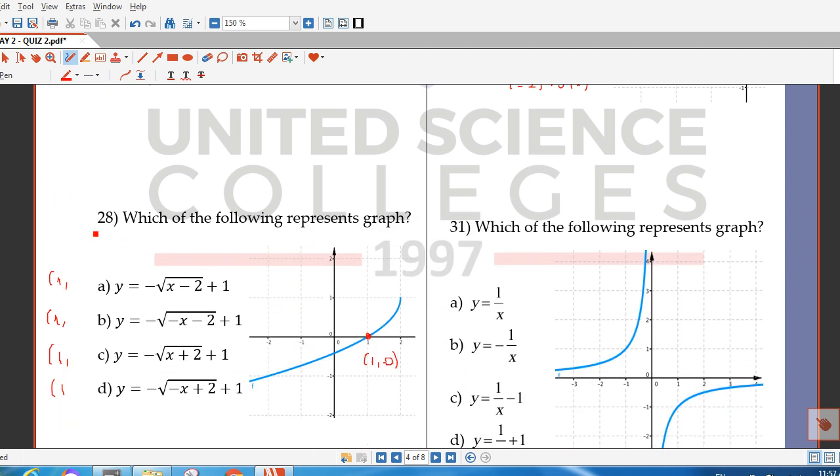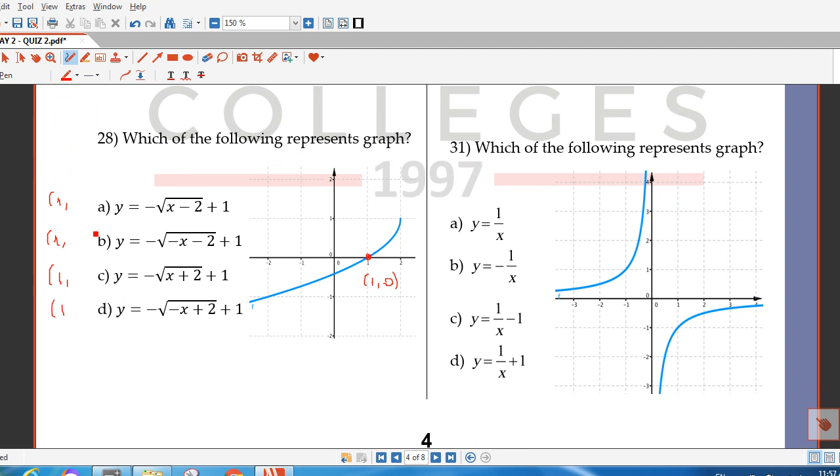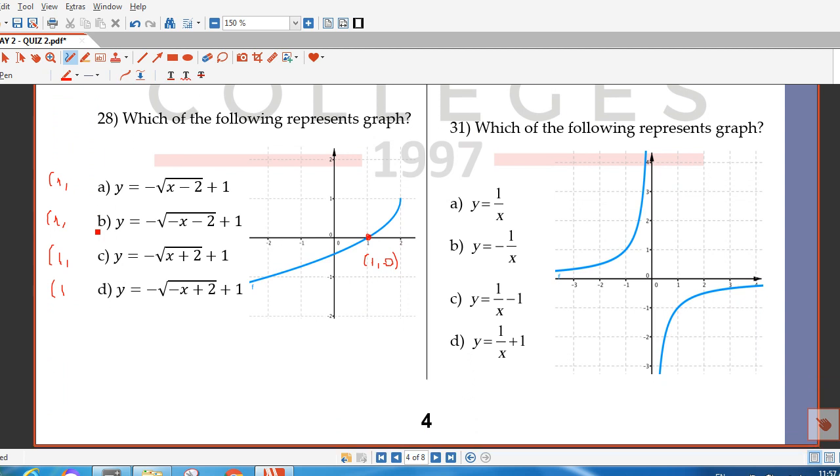Question 28, I will go on with the same logic. I don't want to worry about what is the name of the transformation, what is going to be applied. I need to find some points on the given graph, which is here (1, 0). It is possible to use. You may also use the point (2, 1).